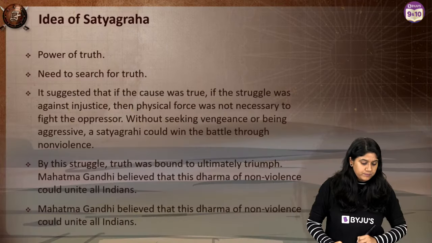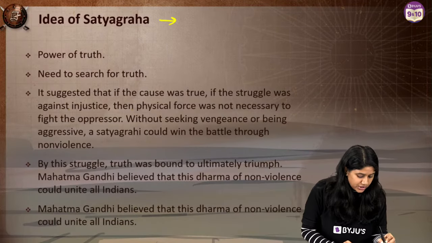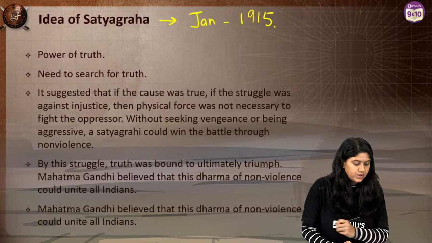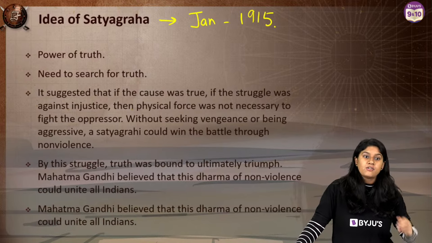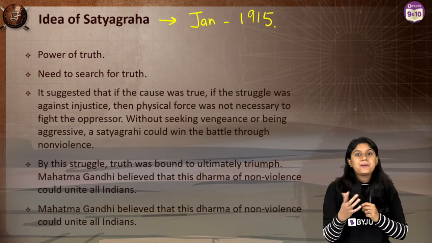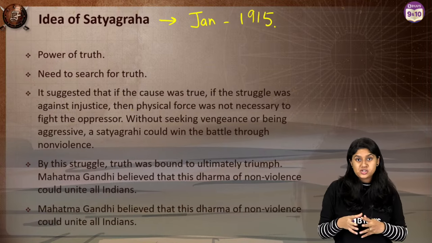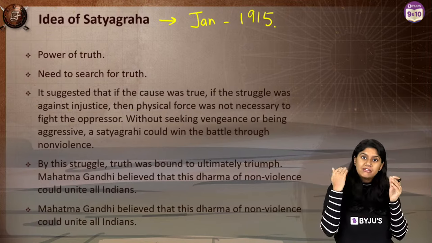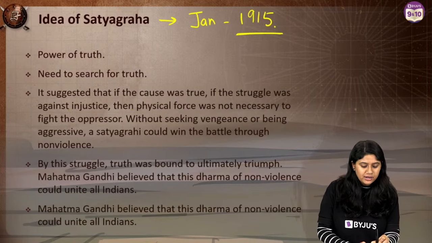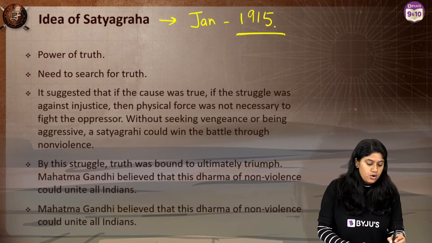Okay, so what we saw was that Gandhiji came to our country in which year? In January 1915. He came to our country from Africa, where he had been helping people. He got an idea that the Britishers were not doing justice to the people. In Africa, they faced a lot of discrimination. And when he came back to our country, he had an idea about Satyagraha.